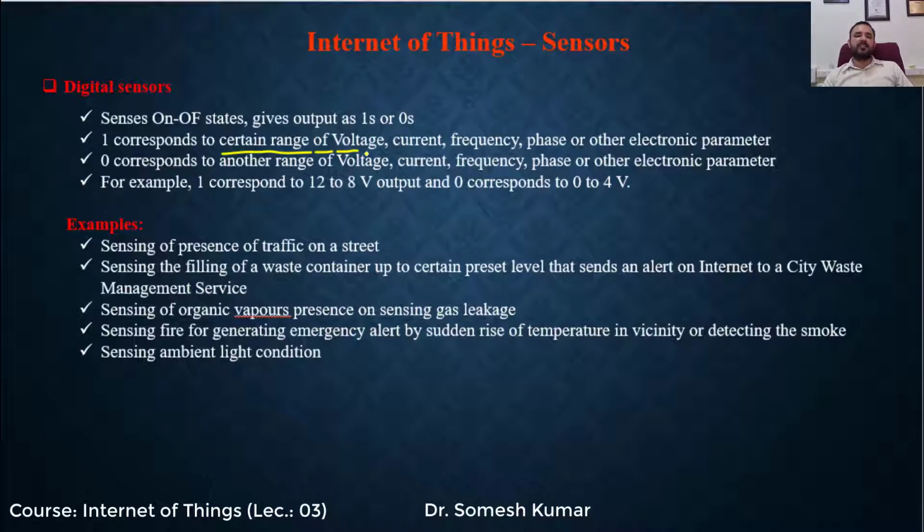Next one is the sensing of organic vapors, or sensing gas leakage. Suppose in this room there is some leakage of gas. If the gas sensor is present, it will give the output in the form of 1 and 0, and this 1 and 0 we can give to a speaker. If the speaker or the horn starts, it means there is some gas leakage, meaning the output is 1. Otherwise the output is 0, meaning there is no horn. Next example is sensing ambient light condition. So these are some examples of our digital sensors.